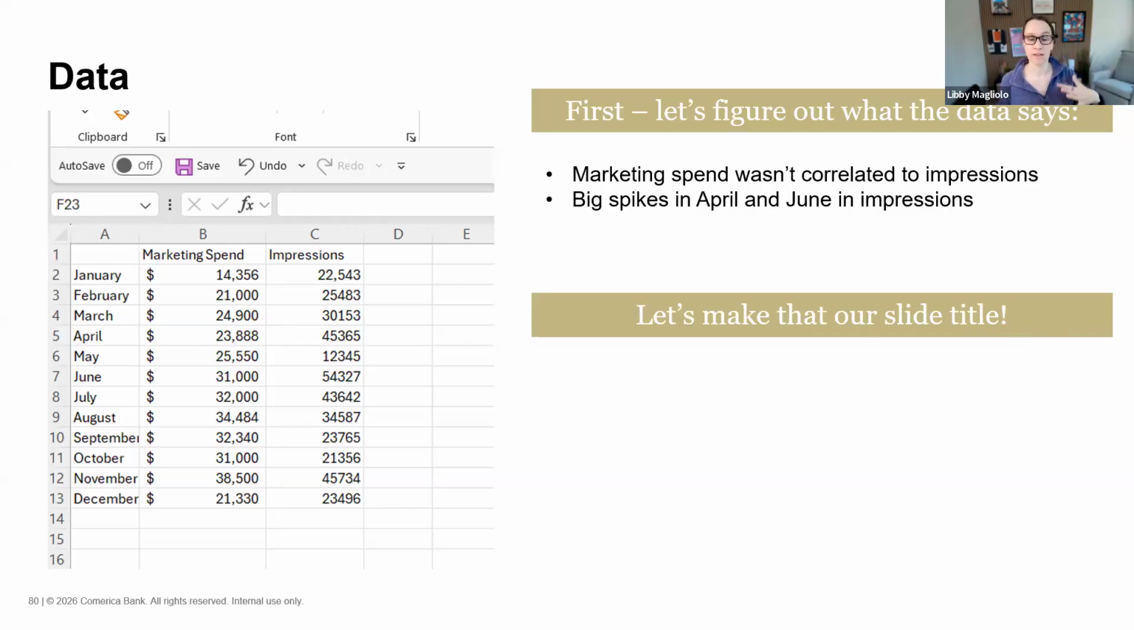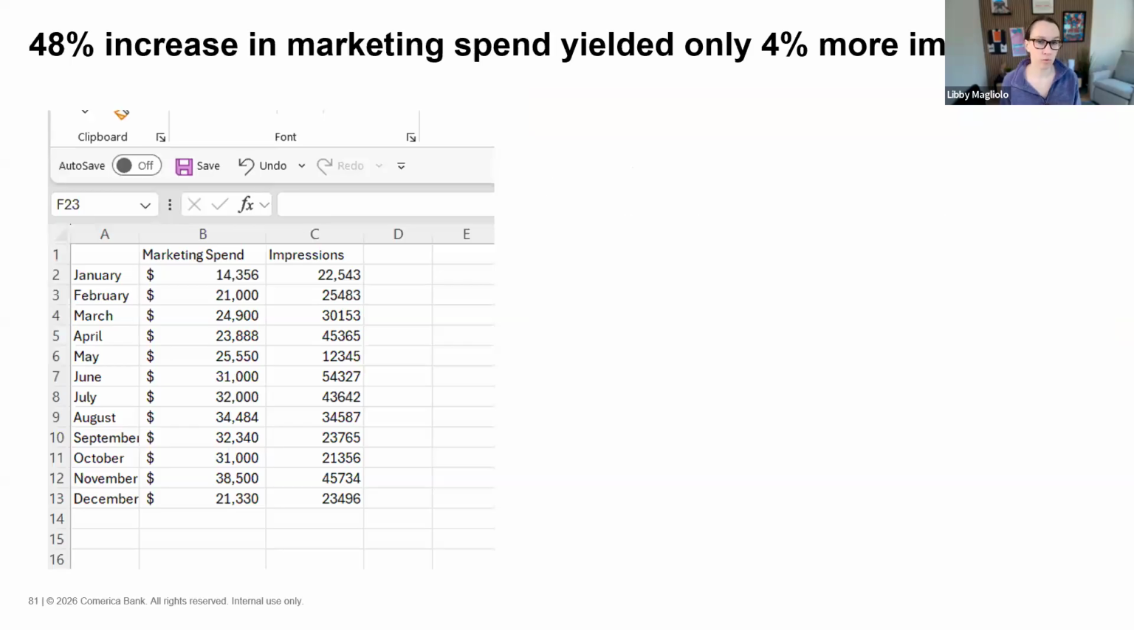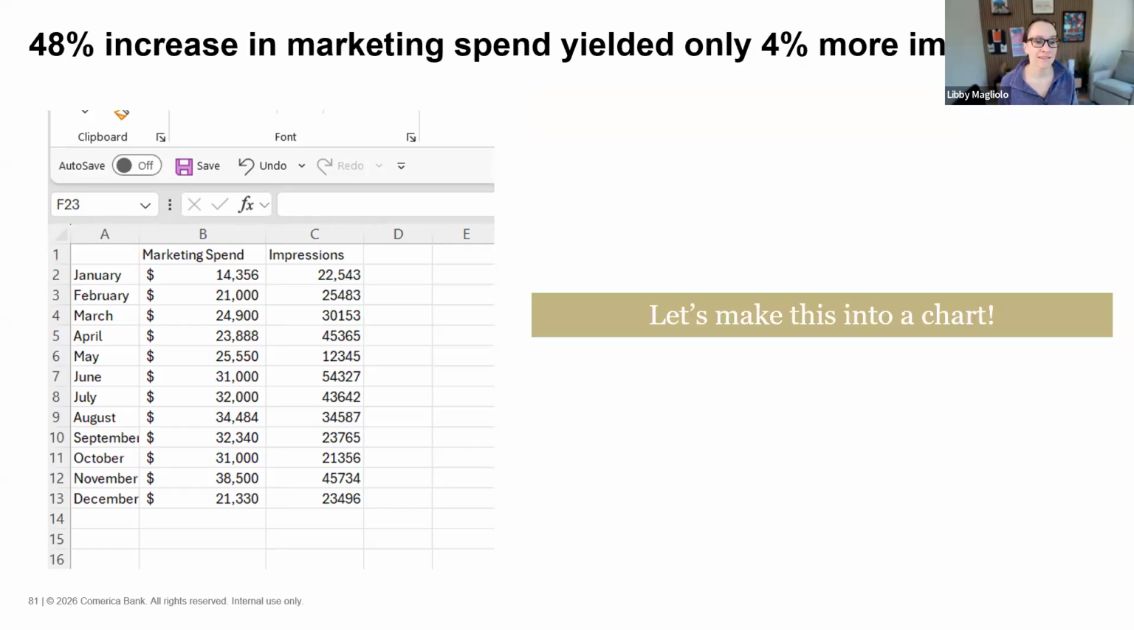Let's make that our slide title. Let's go ahead and put the bottom line up front and tell the audience what we discovered from this data. So our slide title: "48% increase in marketing spend yielded only 4% more impressions." That's a great slide title because it gives us the takeaway up front. Even if I don't look at that ugly screenshot, I still understand what the data is saying.